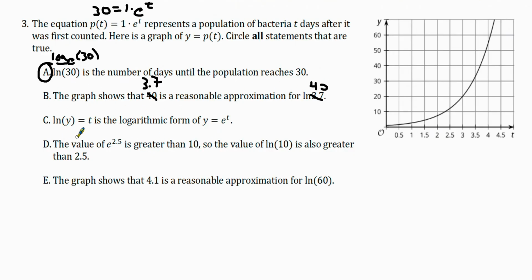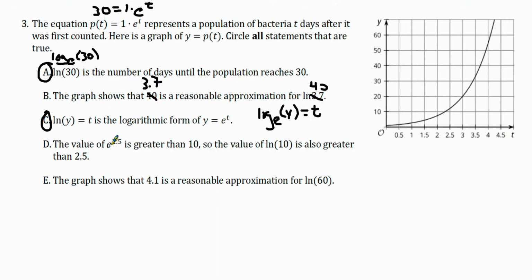C, natural log of y equals t is the logarithmic form of y equals e to the t. Well, again, if I think about just taking this exponential form and rewriting it as a log, well, I would say log base e, right, because that's the base of the exponential, of y equals t. And log base e is natural log. So C is also correct.